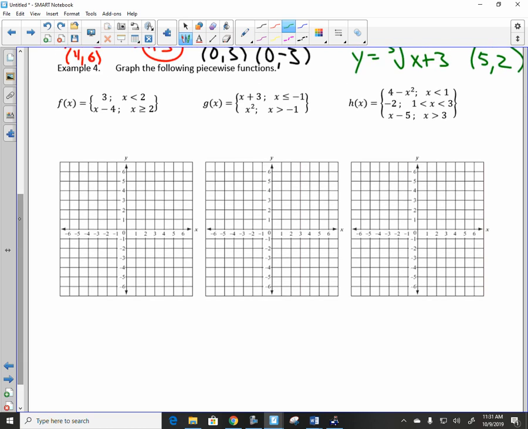You have f of x is equal to 3. That's y is equal to 3. And you have f of x is x minus 4. That's y equals x minus 4, okay? What does the graph of y equals 3 look like?